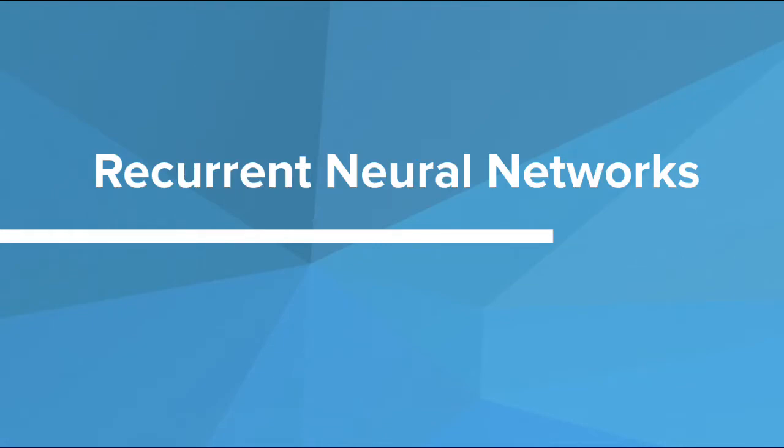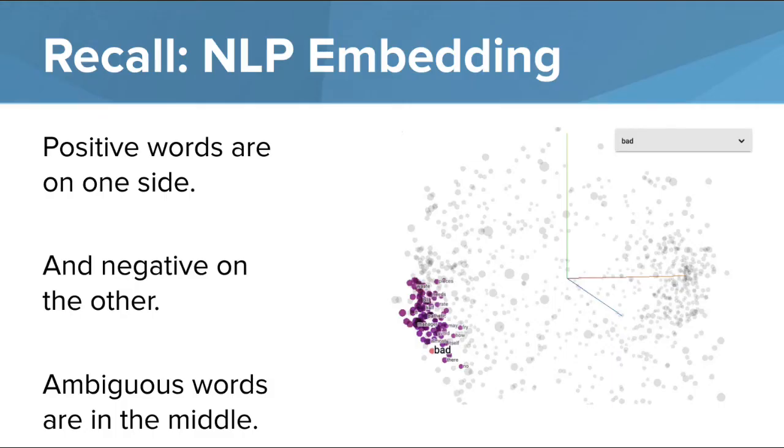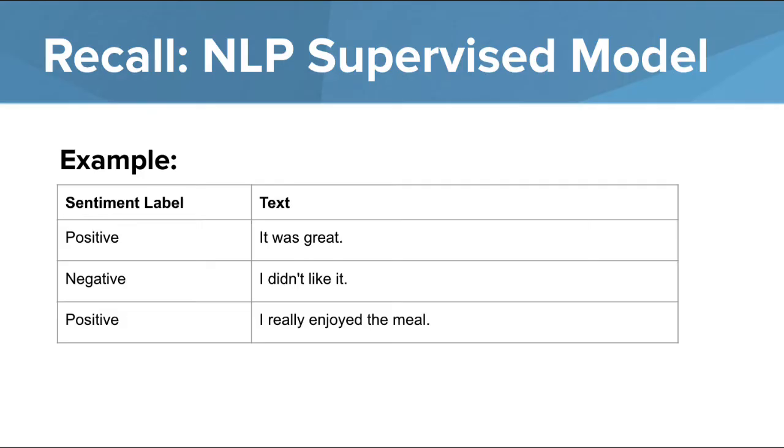Hi, in this video we're going to discuss recurrent neural networks. Previously, you looked at how embedding layers can be used to help map words in a sentiment model. Words found in positive reviews were on one side of the graph and negative reviews on the other, and ambiguous words were put someplace in the middle. For example, using training data like this, you can see how the model may start associating words like great and enjoy with positive reviews and didn't with negative reviews.